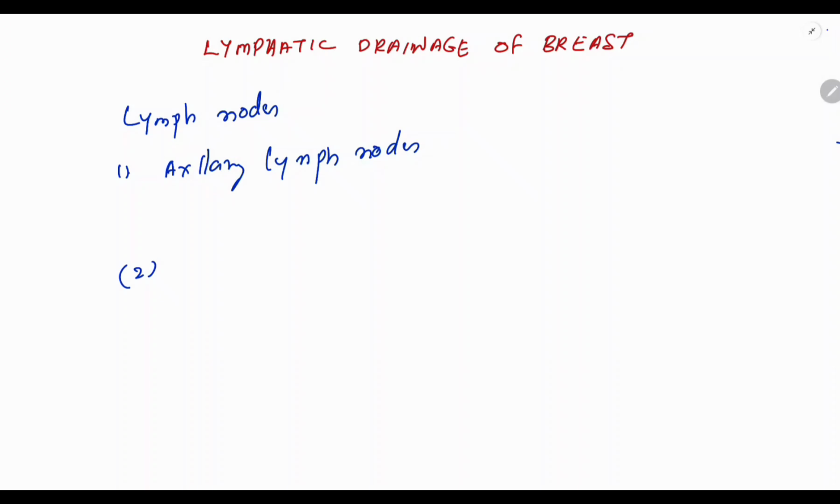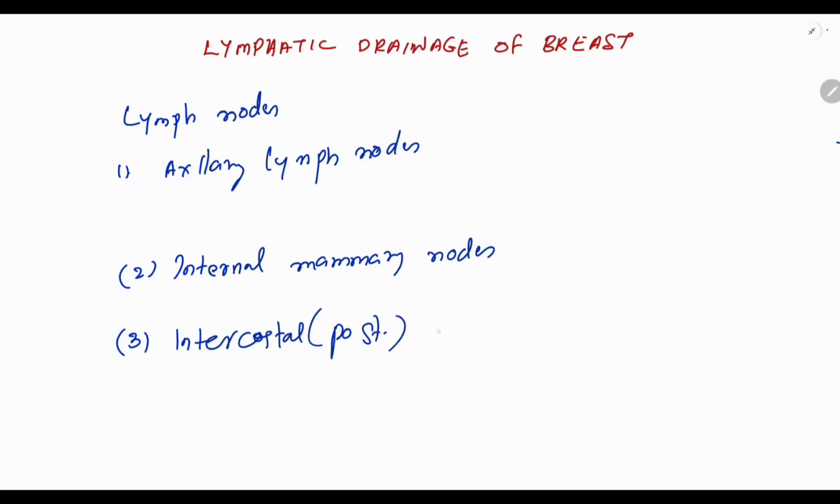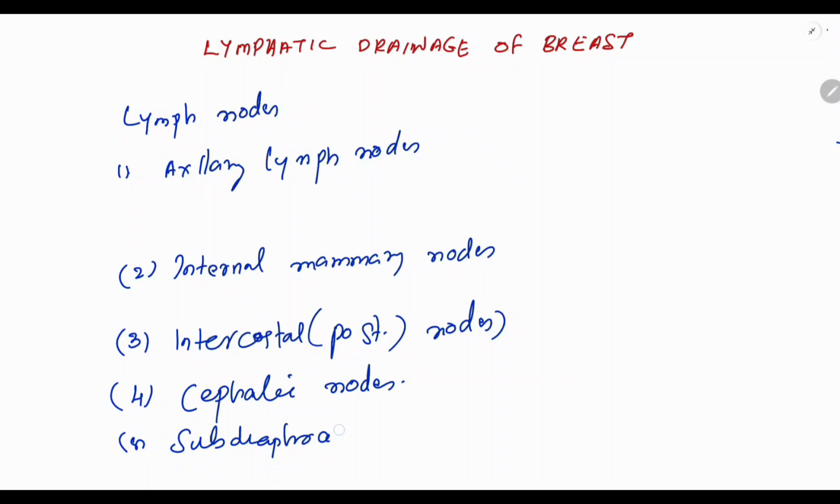Then we have internal mammary nodes. Then there are posterior intercostal nodes. Then cephalic nodes, and some nodes drain into subdiaphragmatic and subperitoneal nodes.